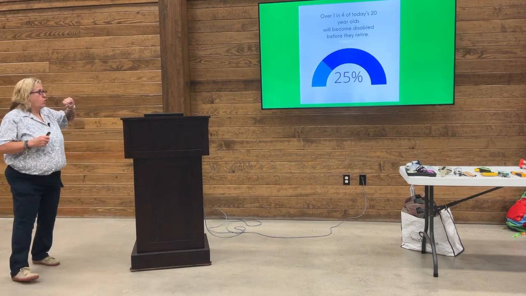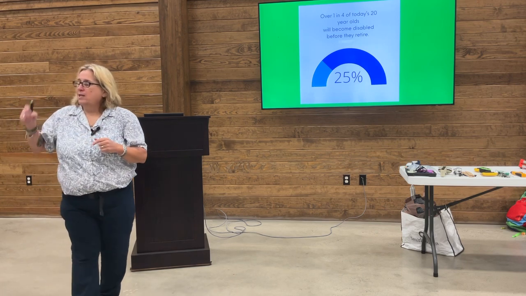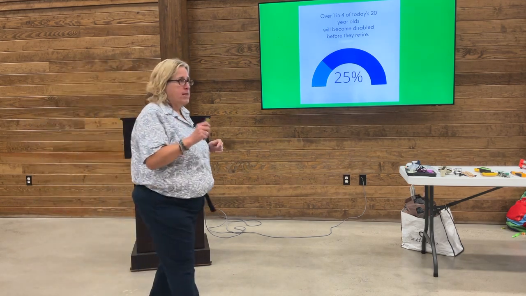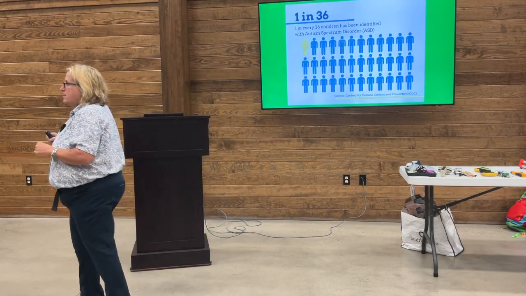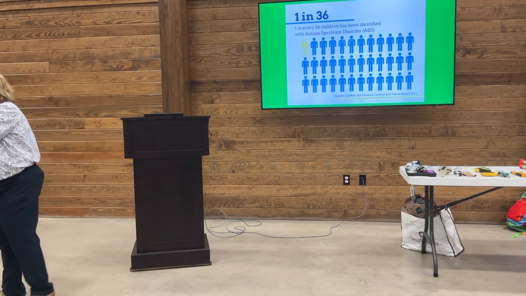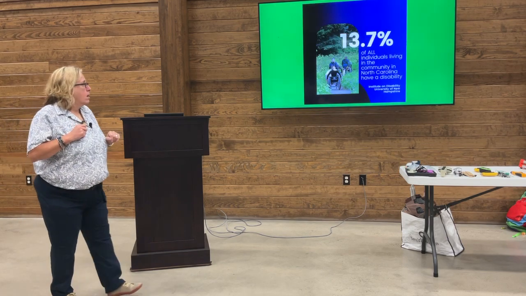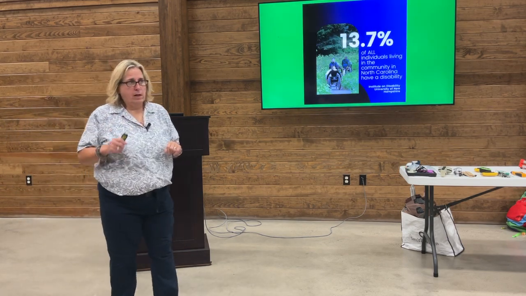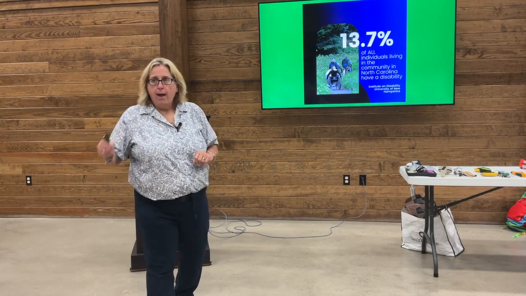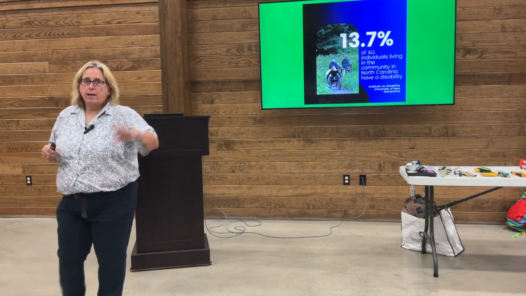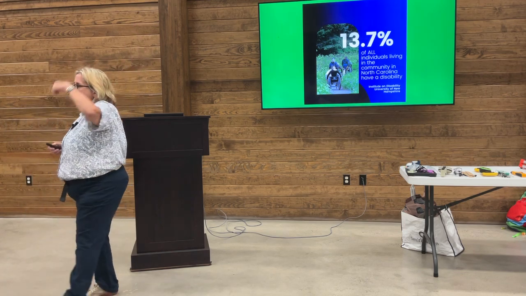Lastly, before we finish up real quick, these are the reasons why we do this. Over 1 in 4 of today's 20-year-olds will become disabled before they retire. 1 in 4 of today's 20-year-olds. 1 in 36 kids are identified as being on the spectrum. These are the most recent numbers. This is for North Carolina specifically: 13.7% of all individuals living in our communities in North Carolina have a disability. So when people say not in my community, almost 14% of all North Carolinians have a disability.